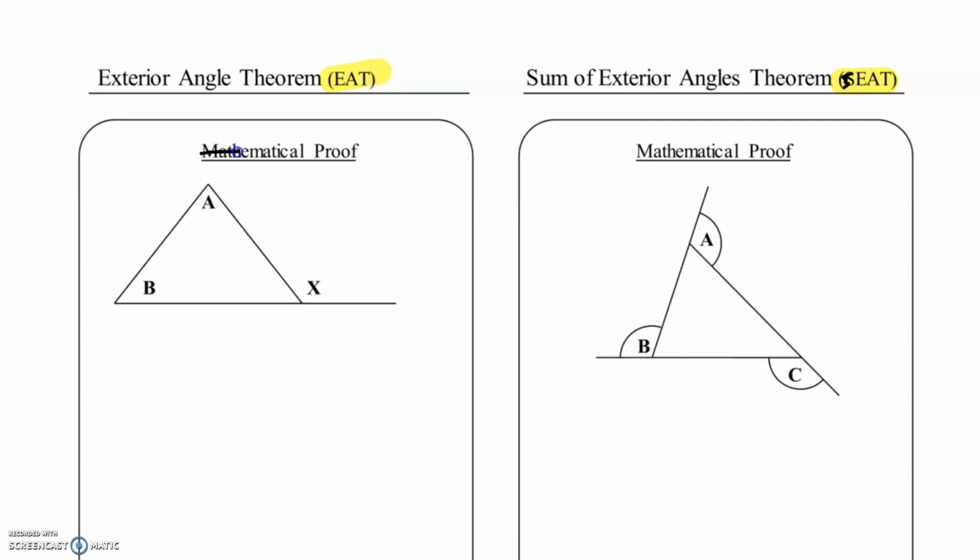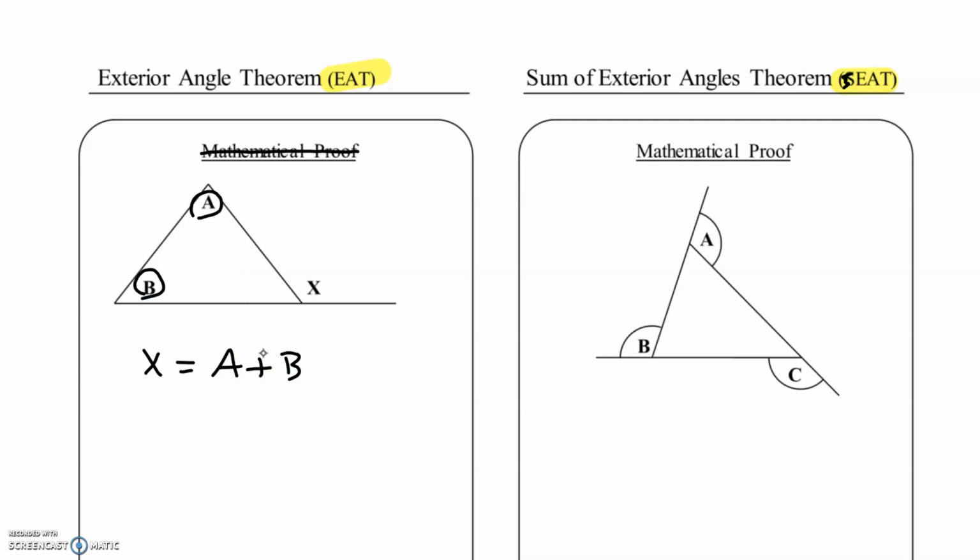So I'm not actually going to do the proof. I'm just going to talk about the theorem. So when we have an exterior angle, so I have a triangle, it has 3 interior angles, and then we have an exterior angle here, x. So the theorem is that this exterior angle x equals the 2 inside angles that are opposite it. Okay, and that's the theorem.